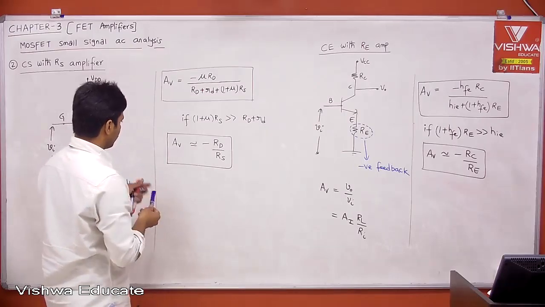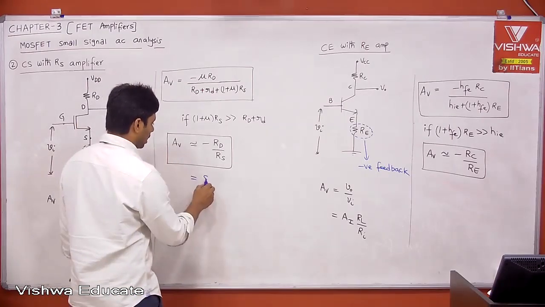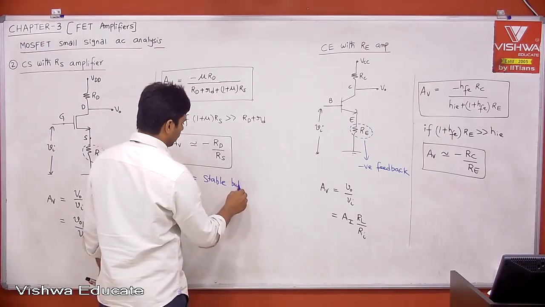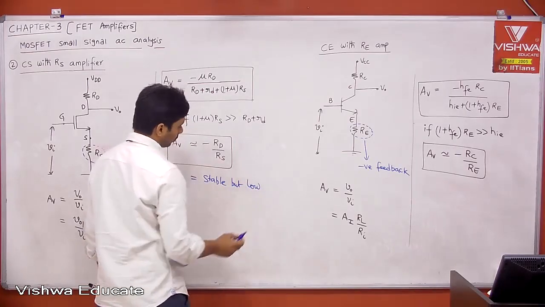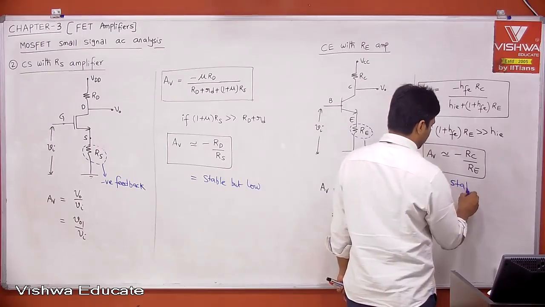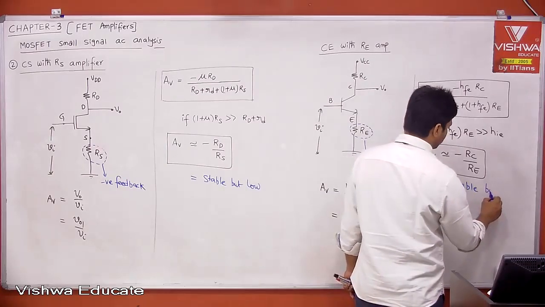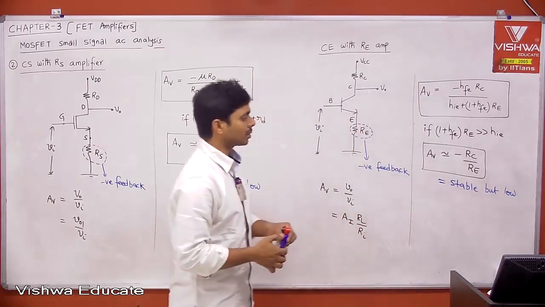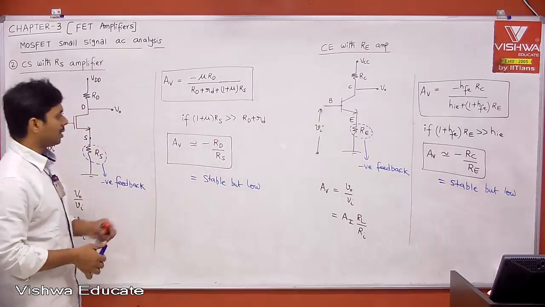Remember, now this is stable, but the value is low. Here also this is stable, but it is also low. The gain is low, because if you want stability, lose gain. Same thing. If you want stability, lose gain.